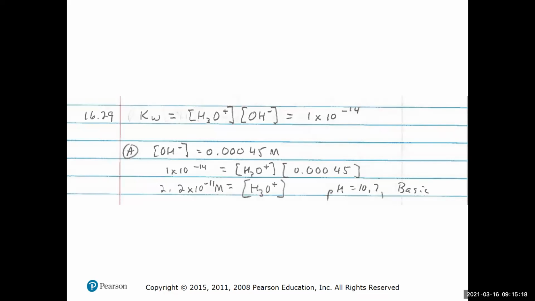Well, we want to know if it's acidic or basic. For me personally, it's a lot easier to think of something's acidic or basic if I think in terms of pH. So if I do minus the log of this hydronium ion concentration, that gives me a pH value, and that calculates out to 10.7. 10.7 pH, that's higher than 7, and we said if pH is higher than 7, then it's a basic solution. So I know in this case, this is a basic solution.